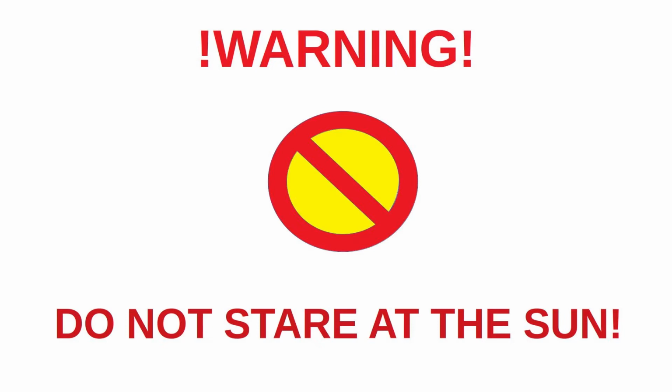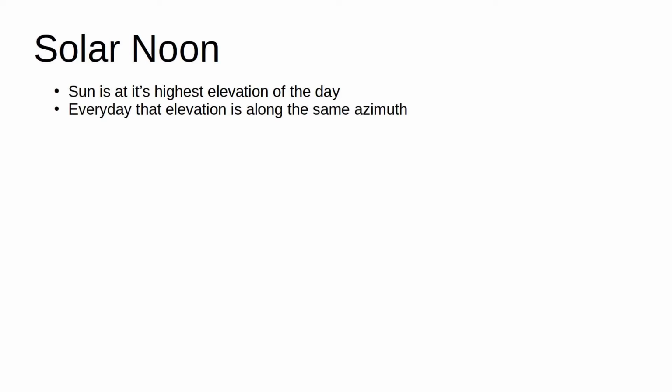As always, do not look directly at the Sun. It's very bad for you. In this analysis, we will be taking the measurements of the Sun at solar noon. Solar noon occurs when the Sun is at its highest point during that day, and it occurs along the same azimuthal direction every day. Therefore, we are primarily interested in the elevation measurement.